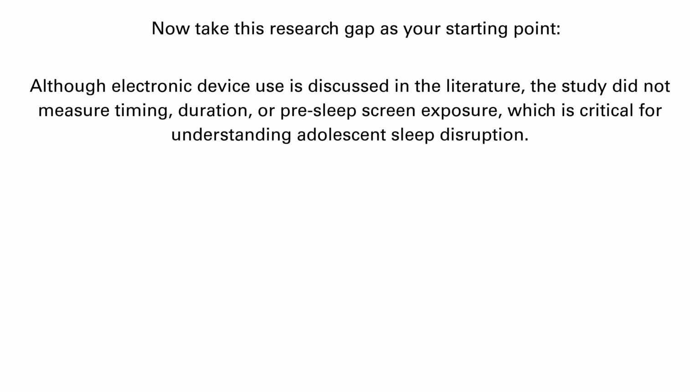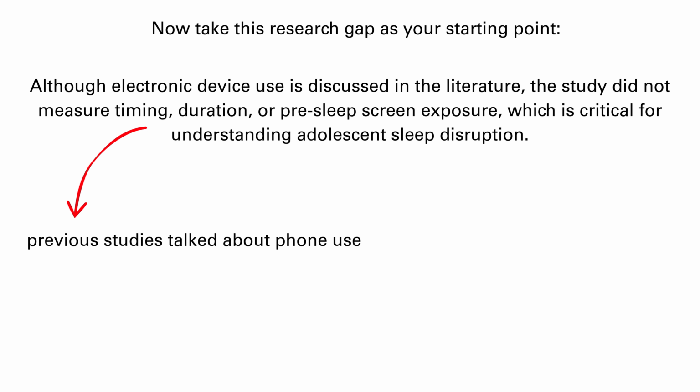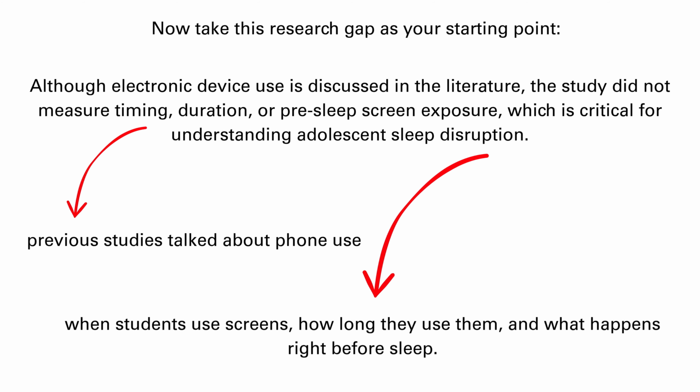Moving from a research gap to specific topic ideas. Now take this research gap as your starting point. Although electronic device use is discussed in the literature, the study did not measure timing, duration, or pre-sleep screen exposure, which is critical for understanding adolescent sleep disruption. This gap tells you something important. Previous studies talked about phone use, but they did not clearly study when students use screens, how long they use them, and what happens right before sleep.